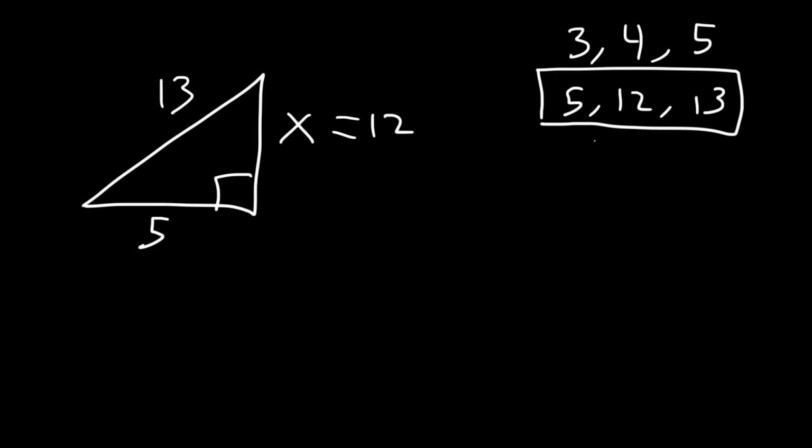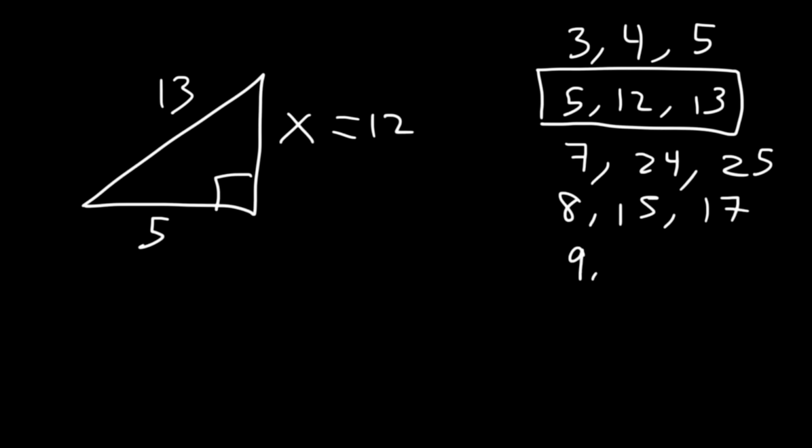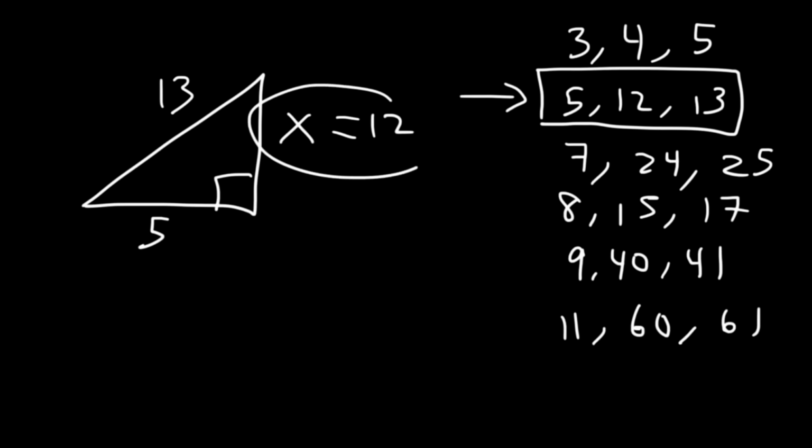And some other ones that you need to know are the 7, 24, 25 triangle, the 8, 15, 17 triangle, the 9, 40, 41 triangle, and also the 11, 60, 61 triangle. So if you know these triangles, you don't have to use the Pythagorean theorem formula. You could just simply find the missing number. But let's confirm it using the Pythagorean theorem. Let's prove that this is 12.